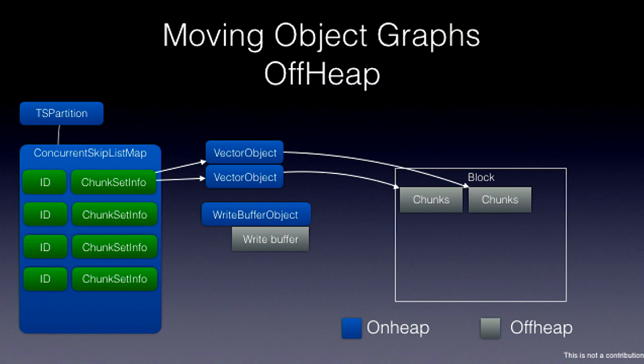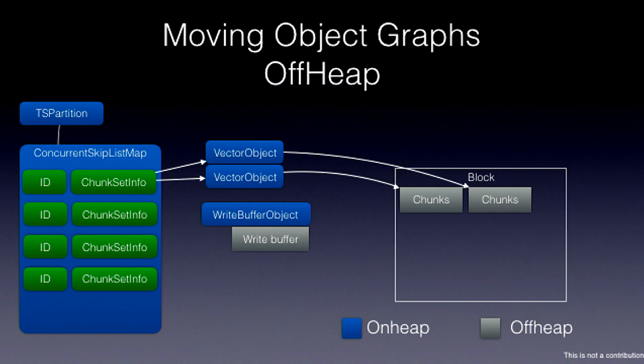Moving object graphs off heap. So this is just a quick example of some of the optimizations that we did. Initially, we used a concurrent skip list map, which is a wonderful data structure. Well, it is a wonderful data structure until you need to have millions of copies of them. So a concurrent skip list map has an entry or a key value pair, right? So the key has to be an object, and the value has to be an object too. And for us, the value pointed at other things, which pointed at chunks. So this created an object graph.